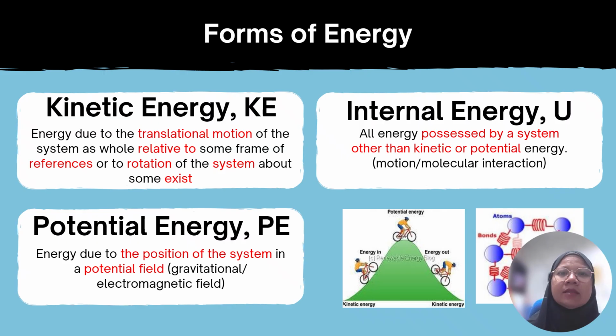Next, let's look at the forms of energy that need to be considered in energy balances. There are a few forms of energy. The first one is internal energy, where the energy is stored within the molecules, including vibrational, rotational, and electronic energies. Then we have kinetic energy, which is due to the motion of the system. And the last one is potential energy, which is due to position or elevation.